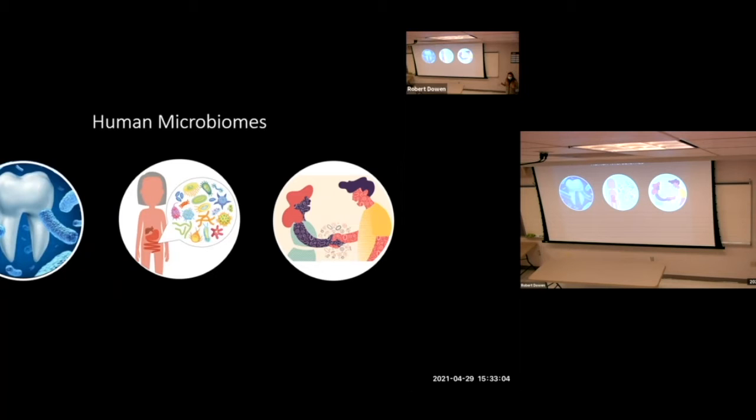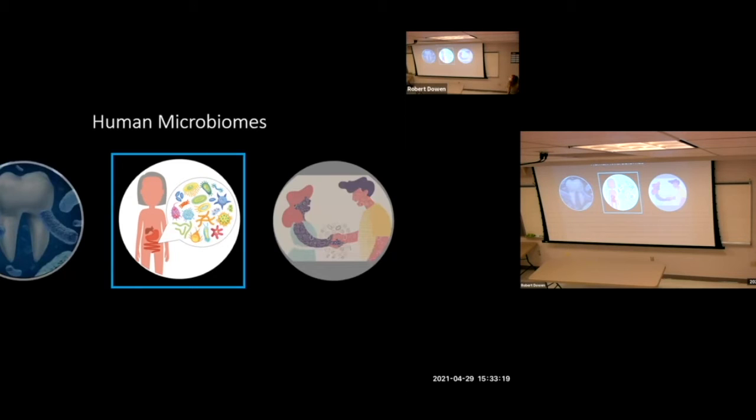So humans have microbiomes in and on their body. We have an oral microbiome, we have skin microbiomes in different areas of our body, and then we also have a gut microbiome, which is what we're going to talk about today, because your gut obviously has a lot to do with metabolism. So that's where we're going to focus.